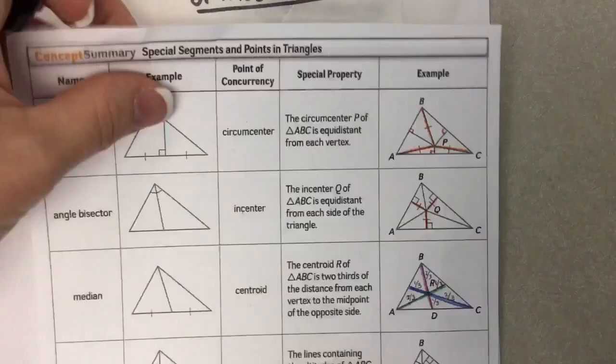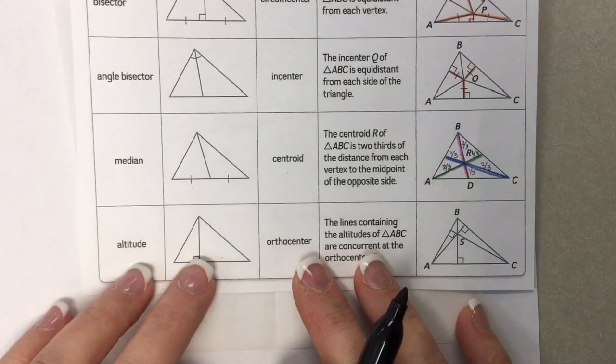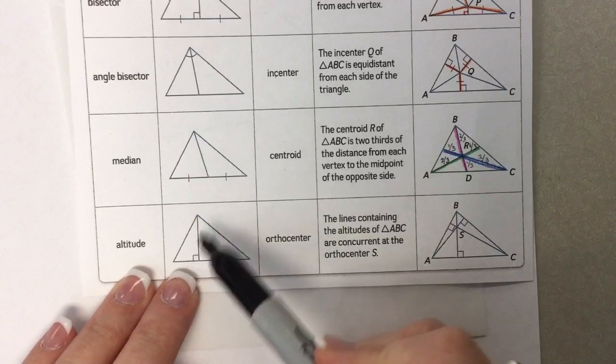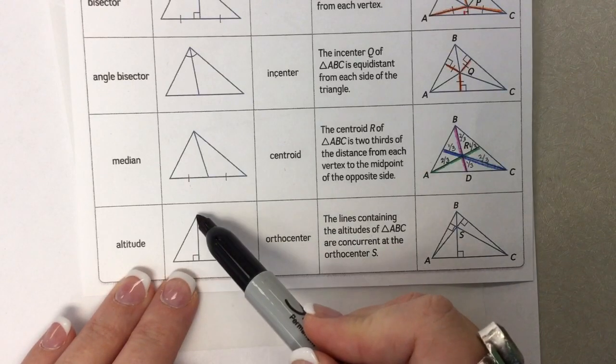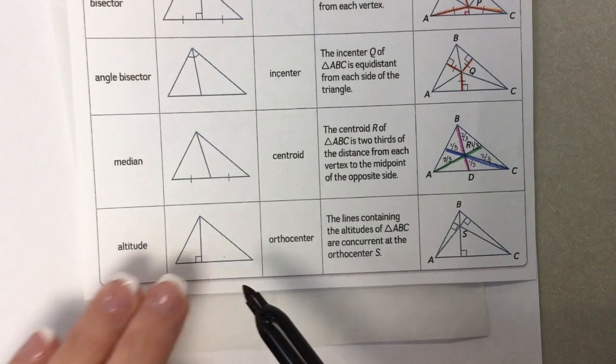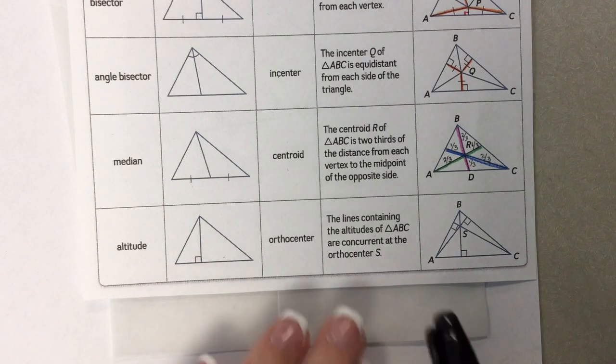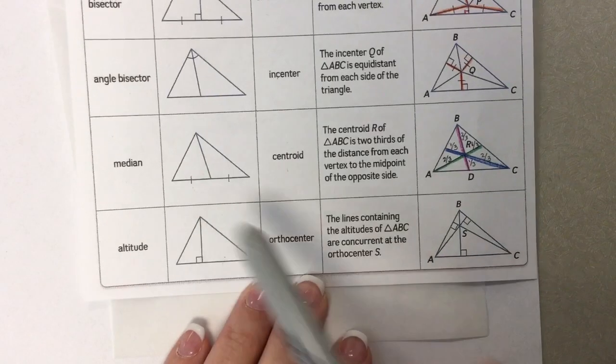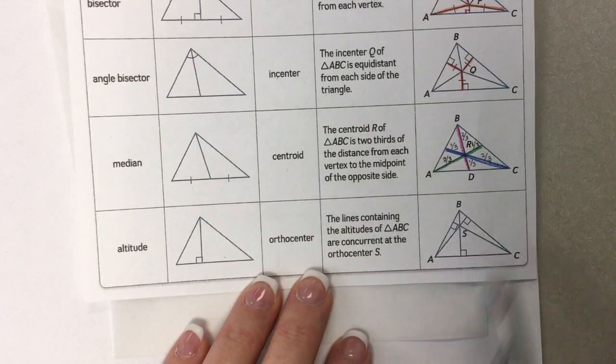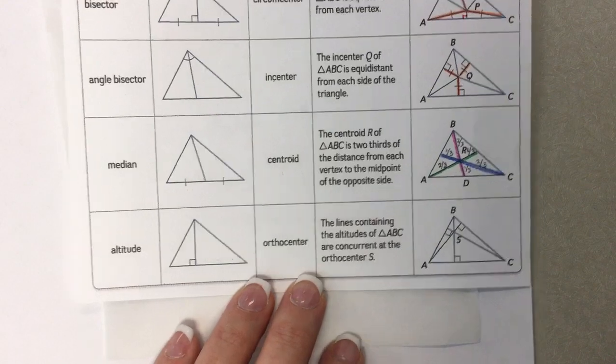So let's just look at this real quick and remind ourselves of what we did. We drew an altitude, which means it's the perpendicular distance from a vertex to the opposite side. Sometimes you had to extend the side because of the way the triangle was shaped. That's okay. You did all three of those, and wherever those three altitudes intersect is called the orthocenter.